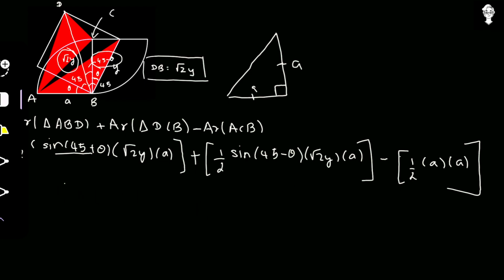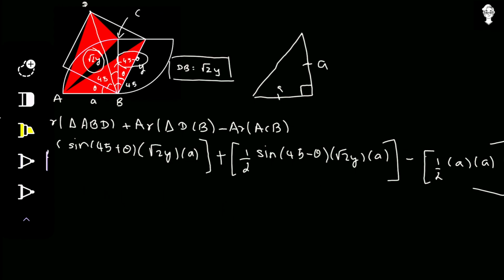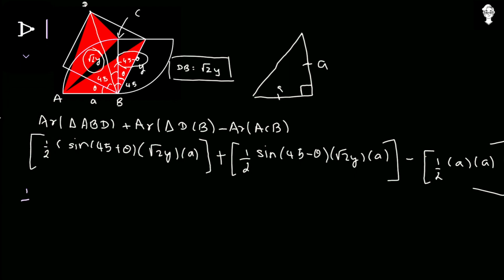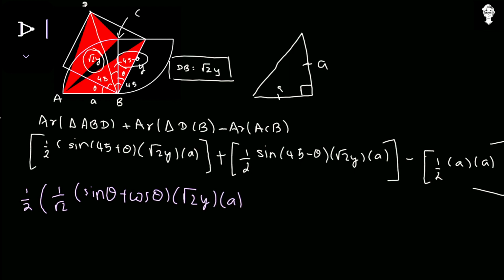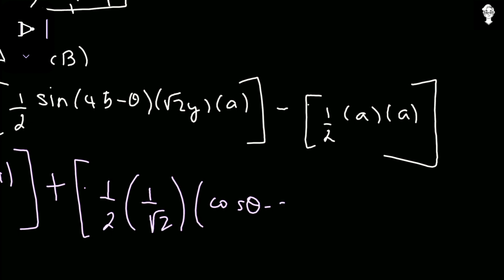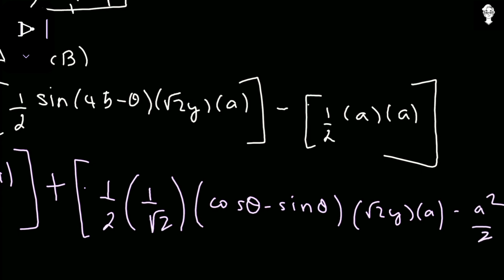So let us write it down as a final thing over here. So what we are going to have is first of all half. Now sine of 45 plus theta has turned out to be 1 upon square root of 2 multiplied with sine theta plus cos theta, multiplied with root 2 times y into A. So this is the first area. Now let us see the second area. Added with the second area, that is half of 1 upon square root of 2 taken common. Inside the bracket, cos of theta minus sine of theta, multiplied with root 2 times y multiplied with A, and minus A square upon 2, that is the third area.